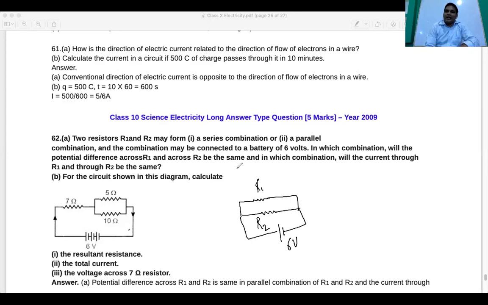And in which combination will the current in R1 and R2 be the same? Yeah, in series. So the current is going to be the same. Coming to the next part: for the circuit shown in the diagram, calculate the resultant resistance.